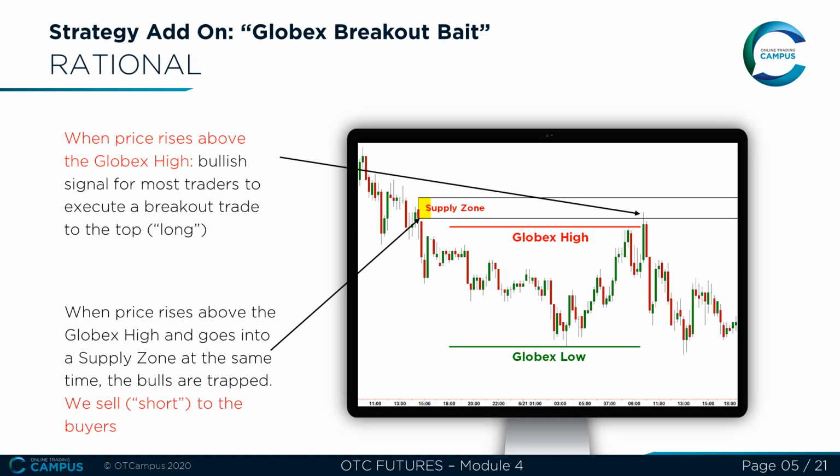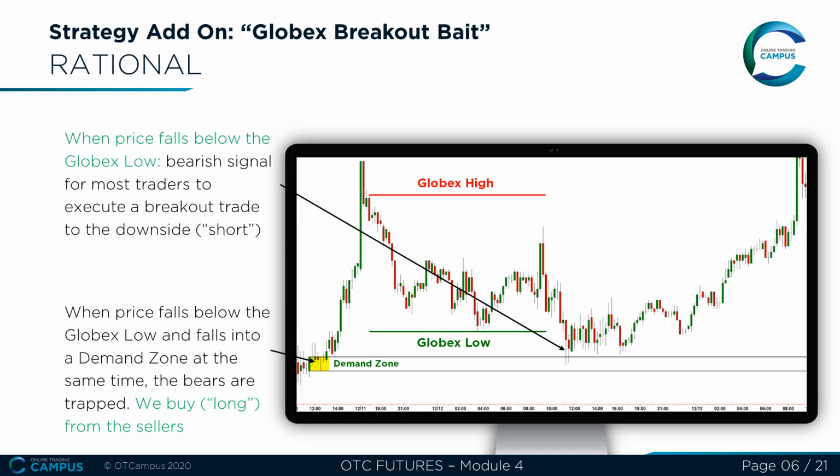Again, key thing here, when it happens into a supply zone, that's very important for us. Remember, we don't want just to short anywhere, we want to short in a supply zone. So just to recap here, price breaks above the GLOBEX high into a supply zone, then we start looking to take that short trade. And we would set all this up ahead of time. But that would trigger our entry to short. We would be shorting from those people that are buying the breakout above the GLOBEX high.